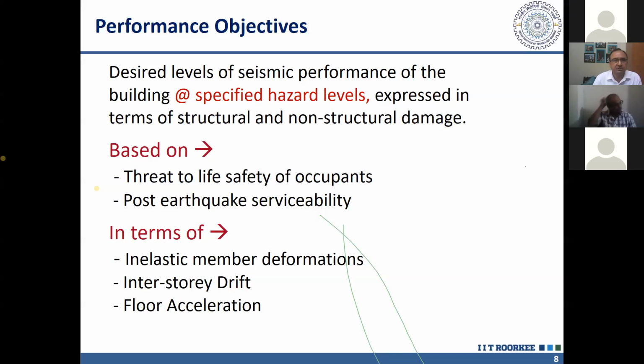Then it is also expressed in terms of inter-story drift. So inter-story drift ratio is a very important parameter. Usually we use it to control the damage or the performance of the structure. And another parameter is floor acceleration, because the building may be housing some activities in which acceleration is important. So we have to restrict the floor acceleration also. So any or a combination of these three parameters we use to define our performance objectives.